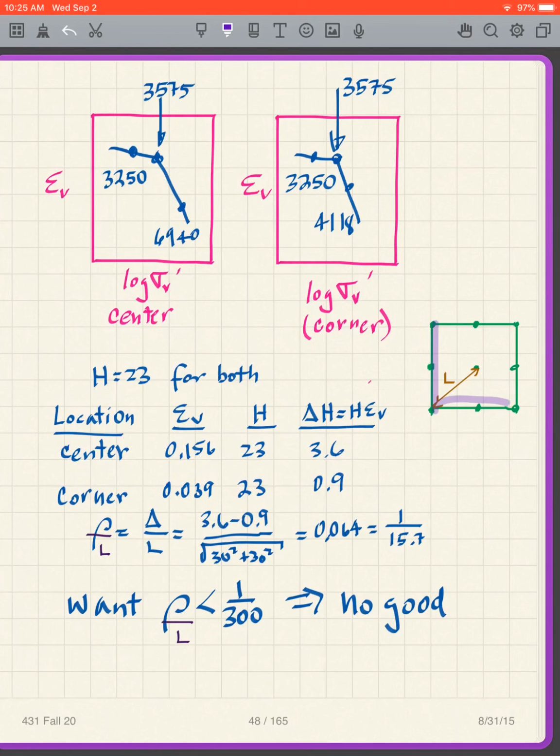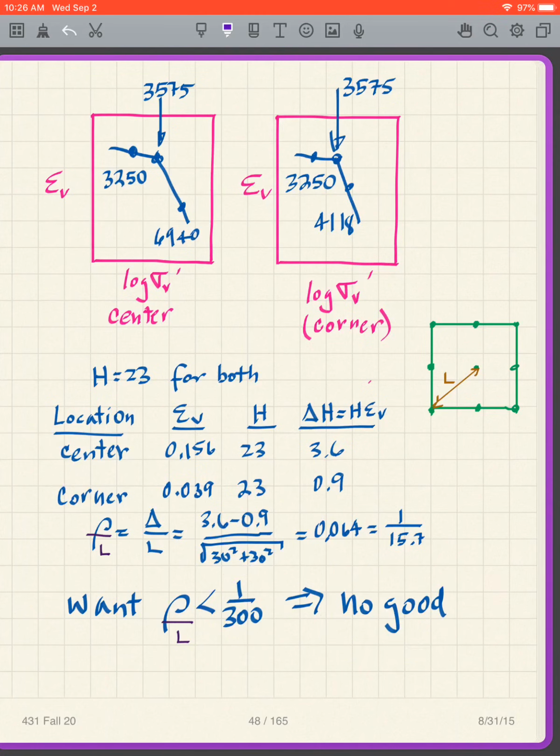Here is our footprint, and we use the Pythagorean theorem to get the L from the center to the corner. There's the Pythagorean theorem there. We get our differential settlement divided by the L is 0.064, which comes out to be 1 over 15.7, which is greater than 1 over 300, so it's no good.